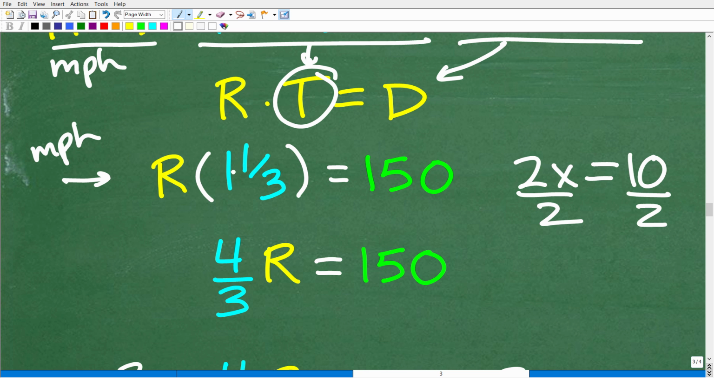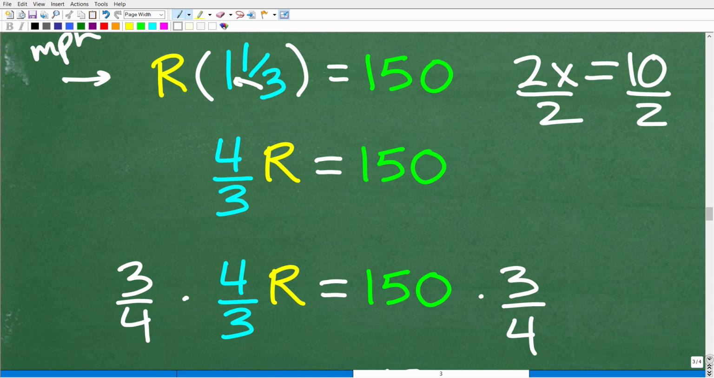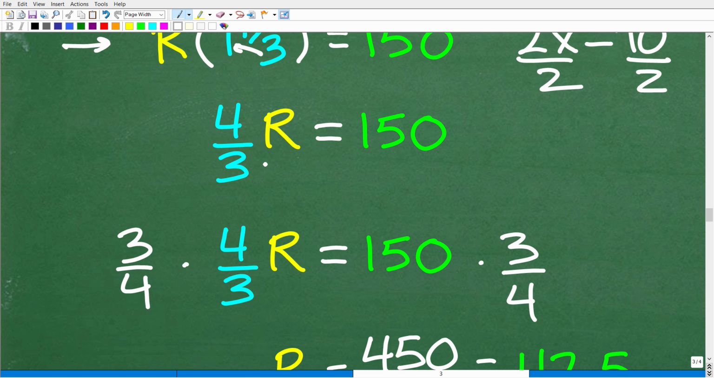All right, so what is 1 1/3? Well, this is a mixed number, so let's go ahead and convert it to an improper fraction. So that's 3 times 1 is 3 plus 1 is 4. So we have 4/3, right? So 1 1/3 is the same thing as 4/3 times r. All right, so that's going to be equal to 150. So to solve for r, the easiest thing to do here is to multiply both sides of the equation by the reciprocal, okay? So the reciprocal is simply the fraction turned upside down, so that's 3 over 4.